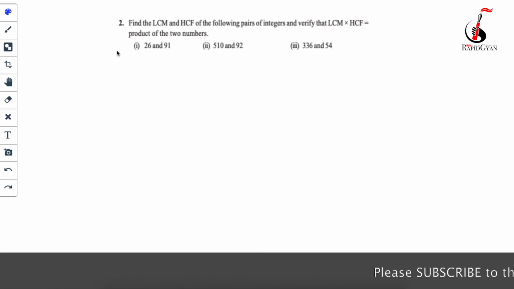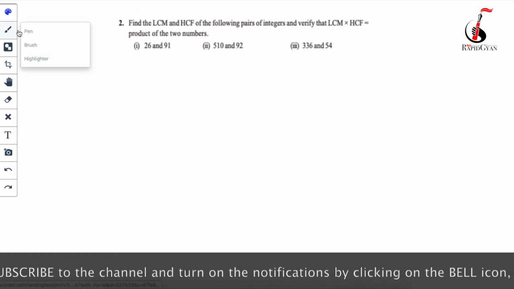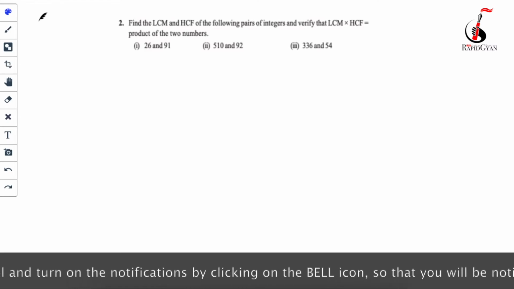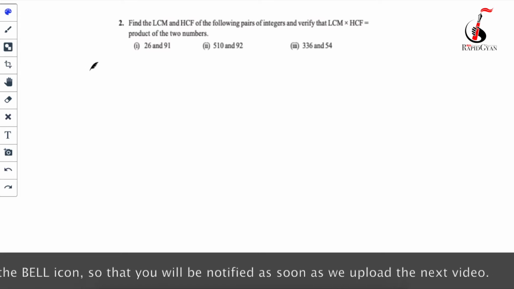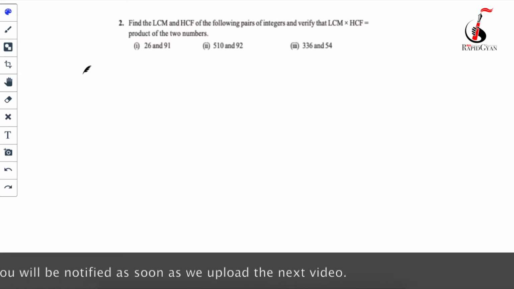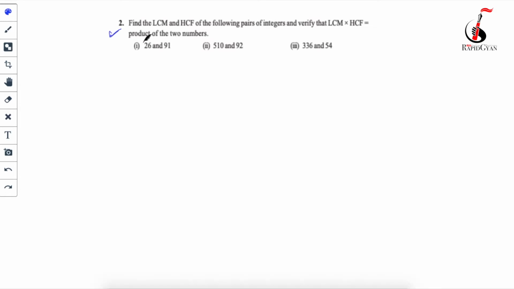Your next question is saying, find the LCM of the following pair of integers and verify that LCM and HCF equal to product of the two numbers. Hope you guys remember that we have gone through one theorem. That's not a theorem actually, that's one mathematical equation. That equation says that LCM times HCF of two numbers is equal to the product of those two numbers. So we are going to first find the LCM and HCF of these two numbers and we'll verify that statement. Let's start with your first question.